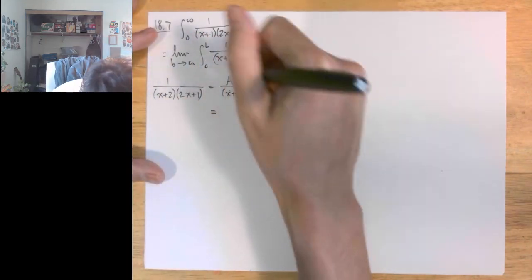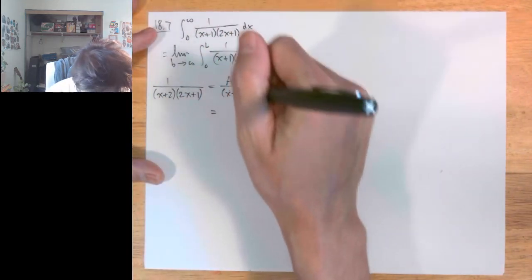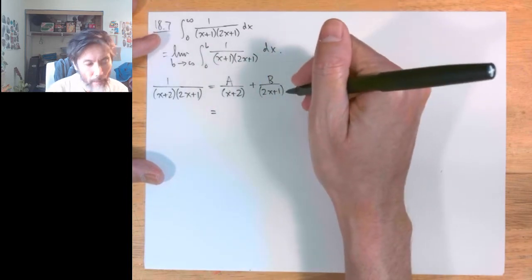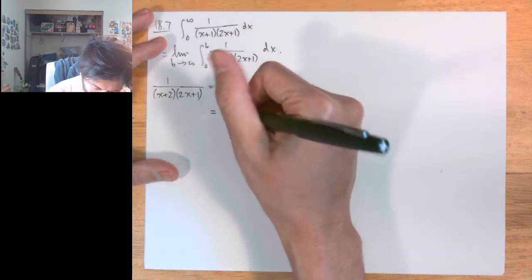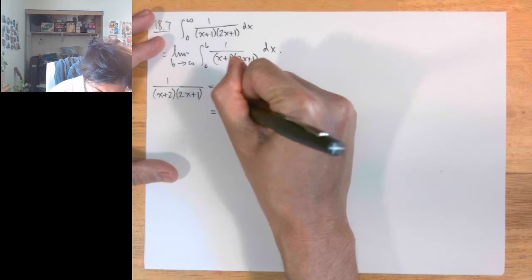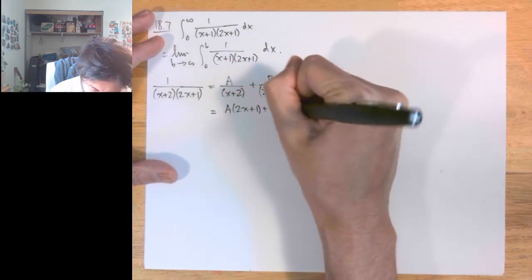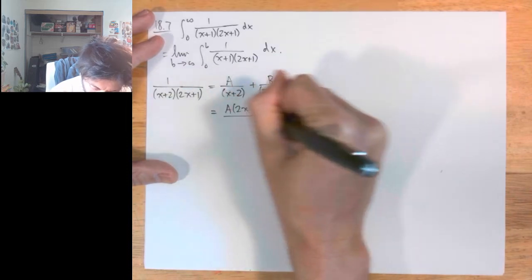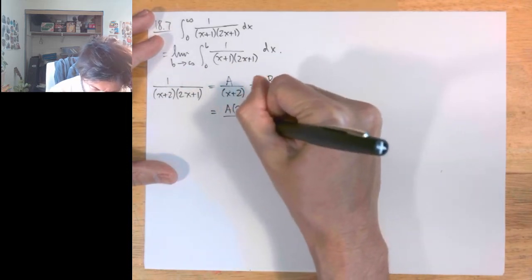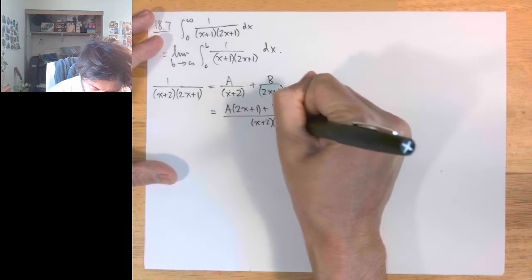So we can get that done by multiplying this side by 2x plus 1 upstairs and downstairs, and this side by x plus 2 upstairs and downstairs. If we do that, what we get is a times 2x plus 1 plus b times x plus 2, divided by x plus 2 times 2x plus 1.